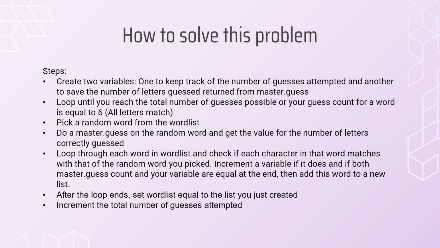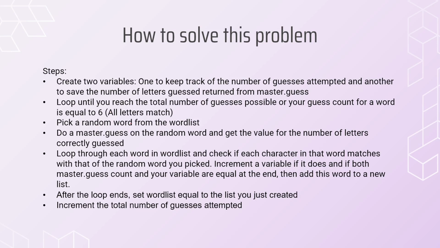Then we loop until you reach the total number of guesses possible, or the guess count for a word is equal to 6. When the guess count is equal to 6, that means all the letters in that word are equal to the secret that was given to us.